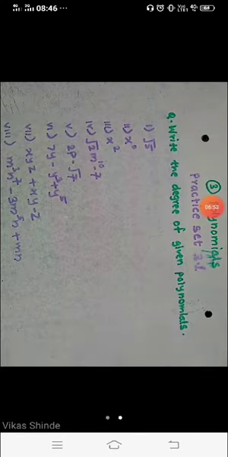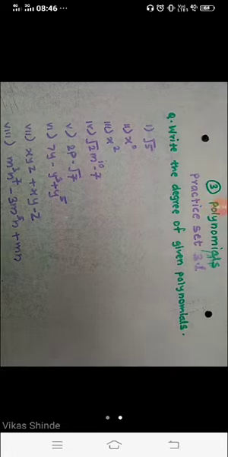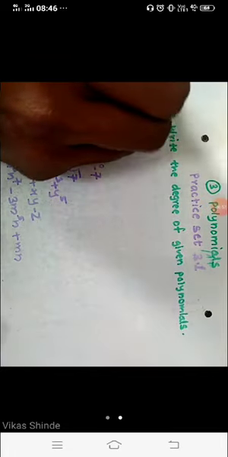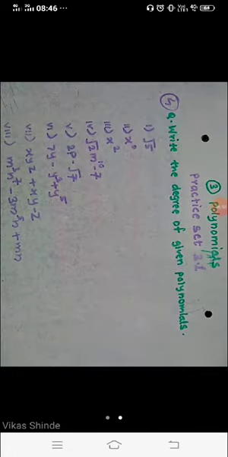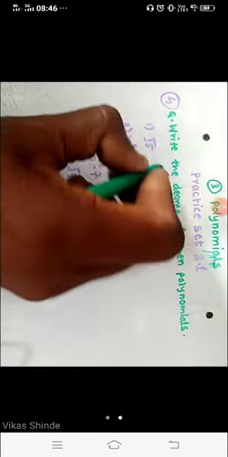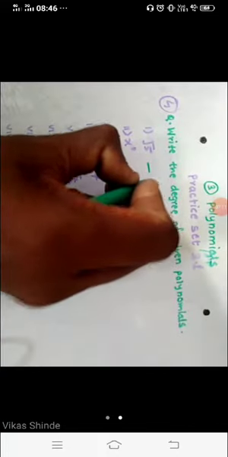Okay students, look here now, our next question, question number 4: write the degree of the given polynomials. Here is under root of 5. We have to write the degree of this number. Only a number is here, so the degree is 0.